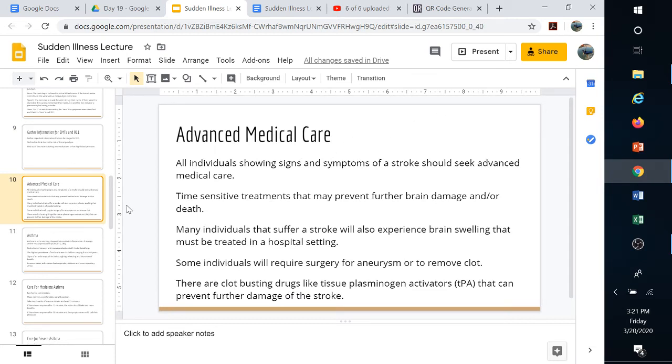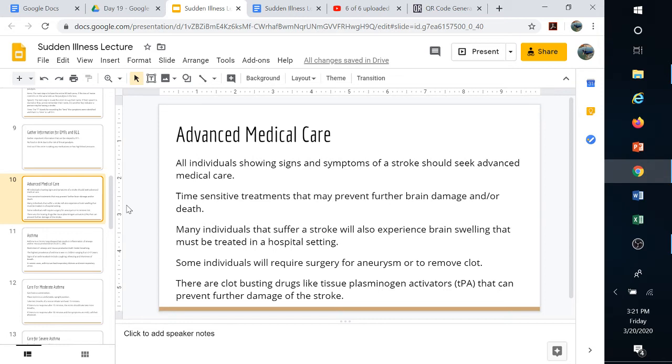Advanced medical care. Anybody having a stroke needs to seek advanced medical care, even if they have a known condition of having TIAs, something that's short and acute. You never know. It could be an ischemic stroke, could be a hemorrhagic stroke. It could be a TIA that gets worse. It doesn't matter. If you think somebody's having a stroke, they need to seek advanced medical care. It's an emergency situation. There are time-sensitive treatments that they're going to receive to prevent further brain damage. So they may not die from a TIA, but they could potentially suffer some permanent damage, and maybe even damage that they're not aware of.